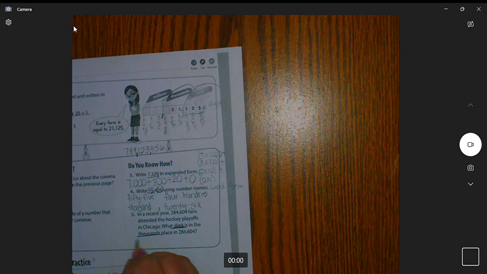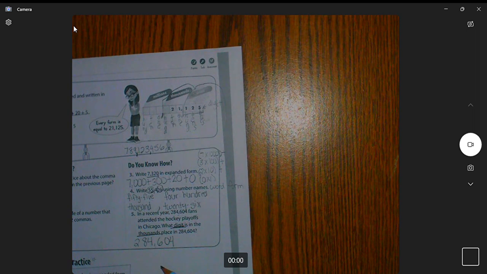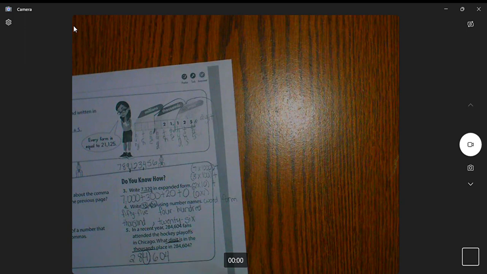So I'm going to write my number out again so I can touch each digit, and I will circle the one that is in the thousands place. So I start at my right, ones, tens, hundreds, comma, thousands, 10,000s, 100,000s. I think I counted too far. Let's go back to the directions and see what it's asking us one more time. What digit is in the thousands place? So let's go back and count one more time. Ones, tens, hundreds, thousands. The 4 is in the thousands place.